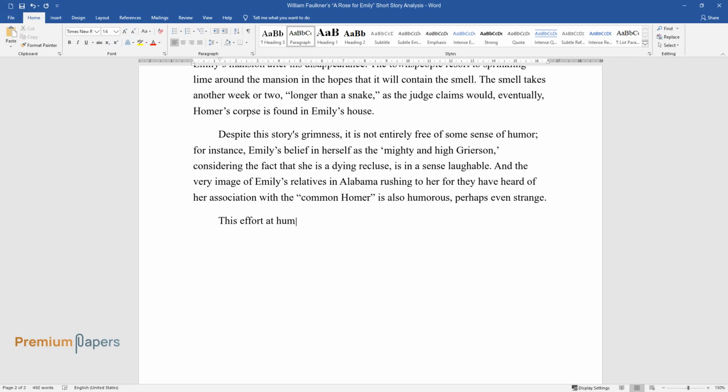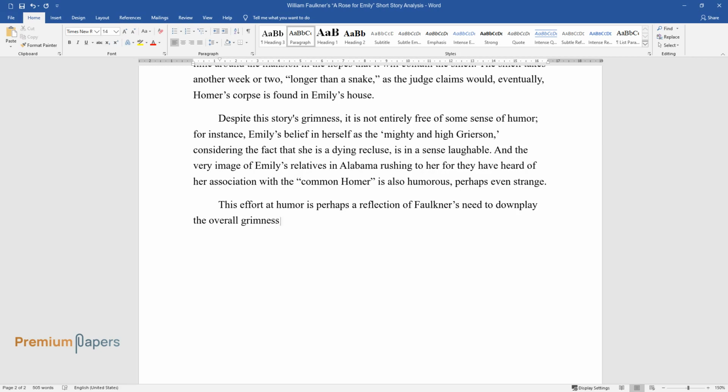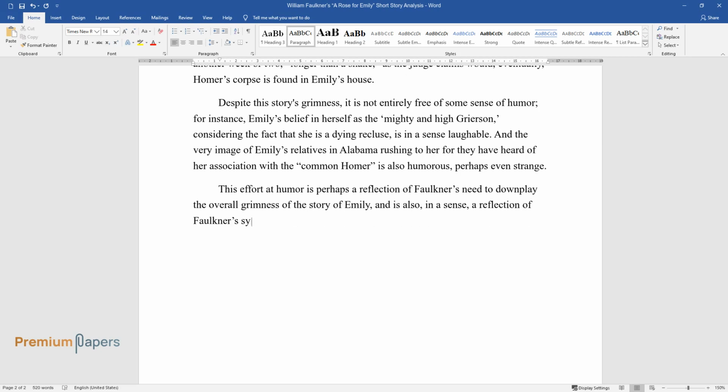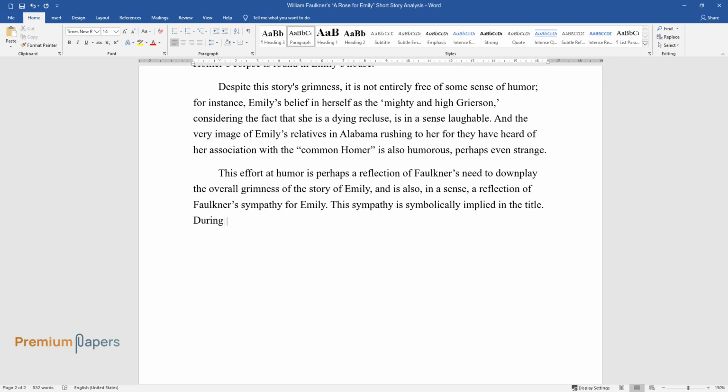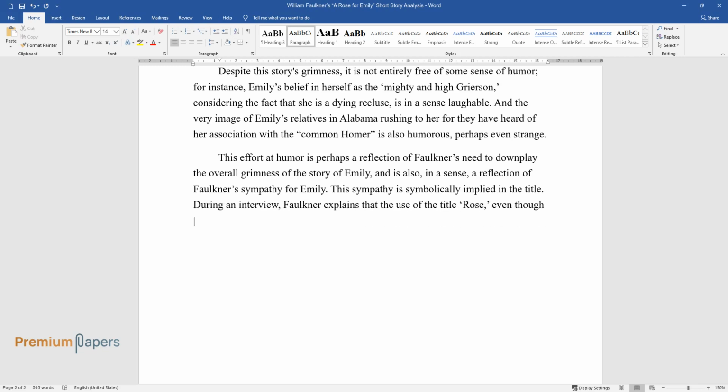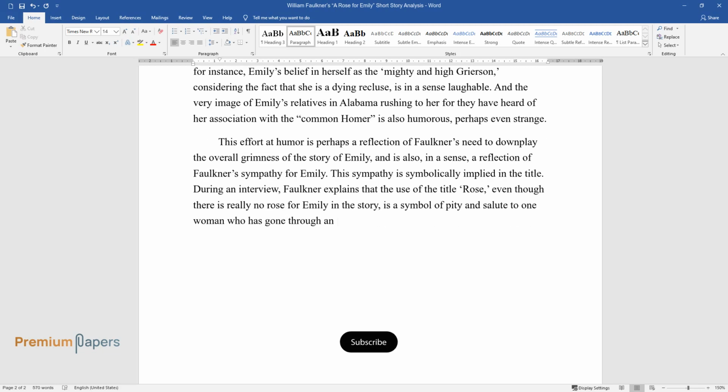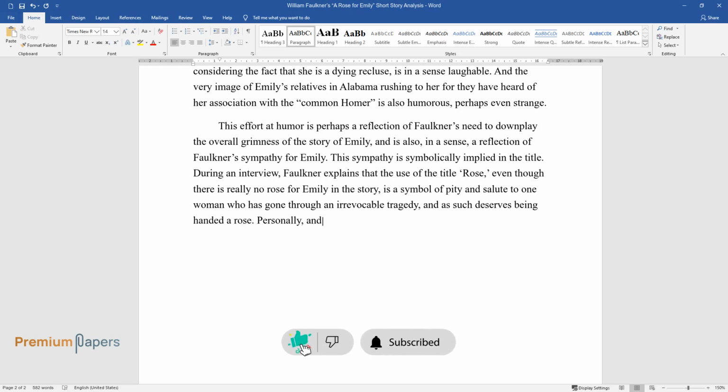This effort at humor is perhaps a reflection of Faulkner's need to downplay the overall grimness of the story of Emily, and is also, in a sense, a reflection of Faulkner's sympathy for Emily. This sympathy is symbolically implied in the title. During an interview, Faulkner explains that the use of the title Rose, even though there is really no rose for Emily in the story, is a symbol of pity and salute to one woman who has gone through an irrevocable tragedy, and as such deserves being handed a rose. Personally, and to an extent, Emily also earns the sympathy of a reader.